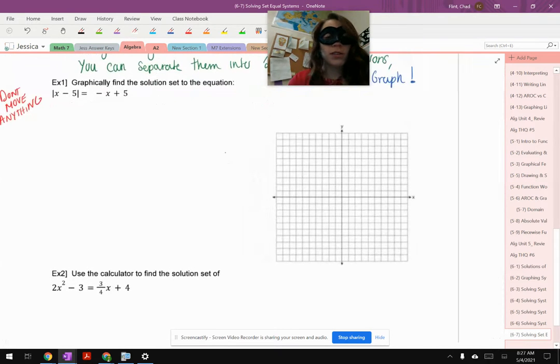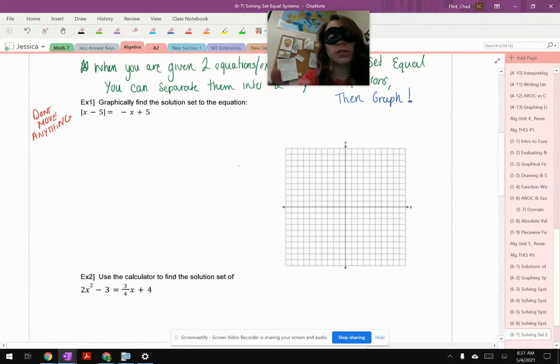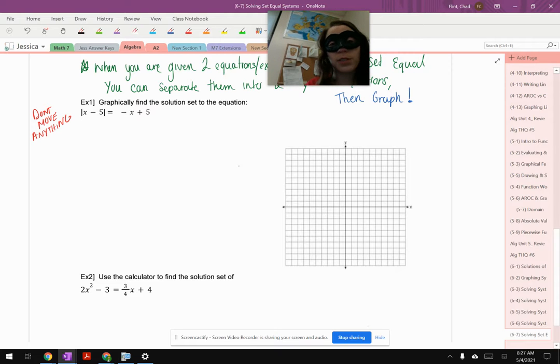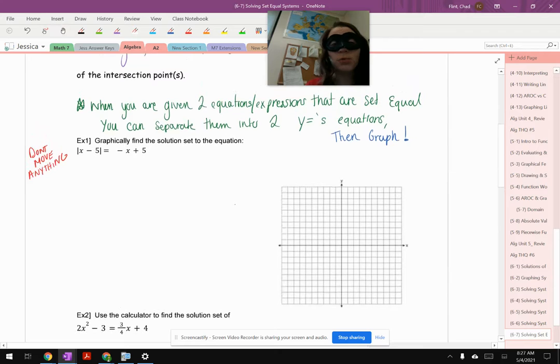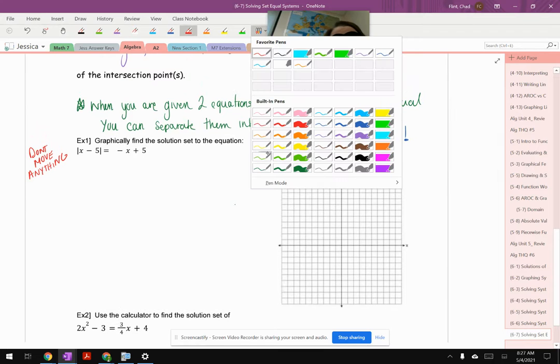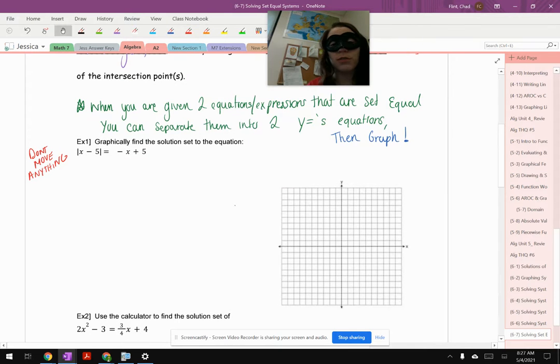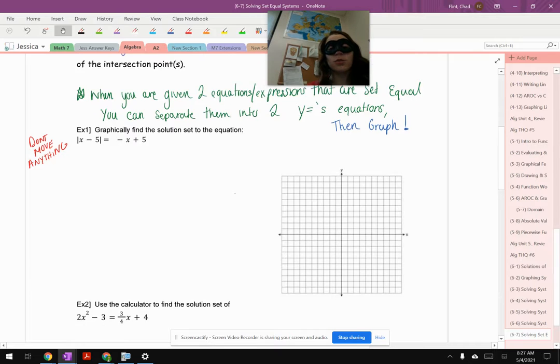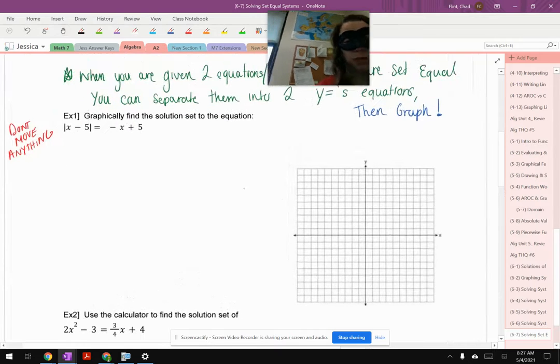So graphically find the solution set to the equation. Notice they've got the equation set up for me already. That's what makes this different from any other problem we've done so far, is that they were always 2 separate equations asking us to find the solutions. Here, because we don't see any y's, they're only looking for the x values. So we are going to use this green blob up here that says whenever you're given 2 equations that are set equal, you can separate them into 2 y equals equations.